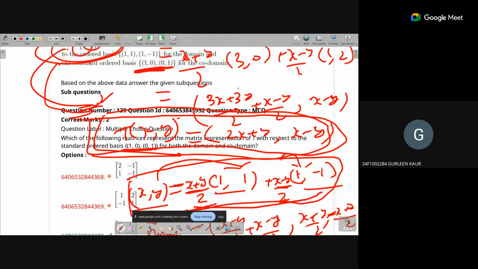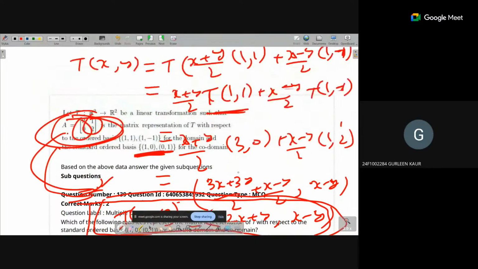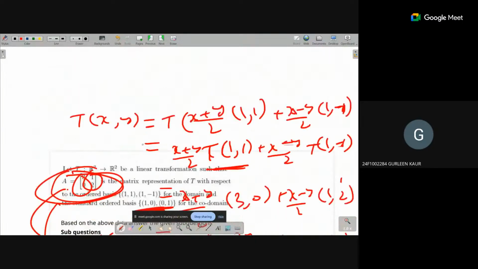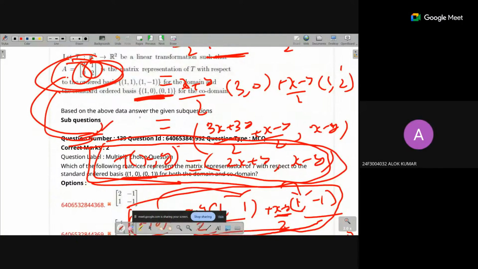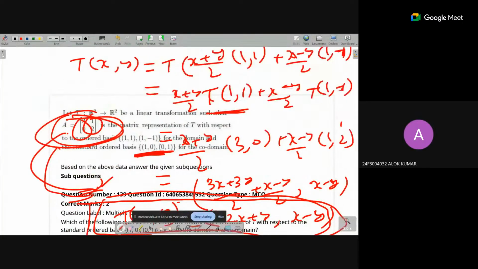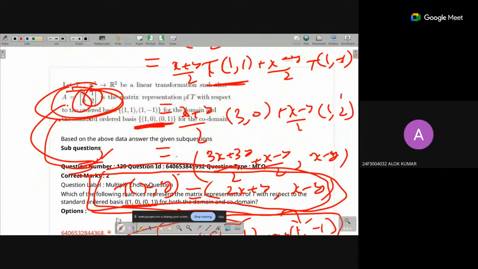Here, how did you get 2x plus y and x minus y? Okay. From the beginning, I have to explain. So this part: you can write (x plus y) by 2 times (3 comma 0), like we have calculated the transformation of 1 comma 1, so that comes 3, 0.